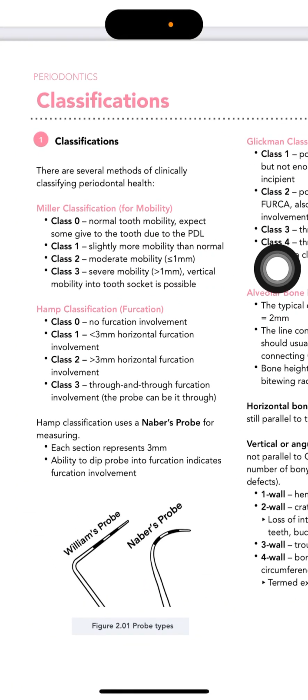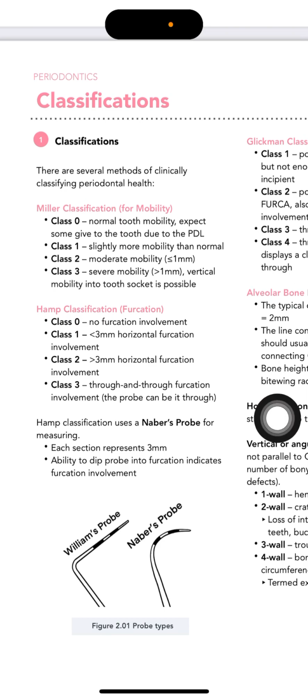Classifications. There are several methods of clinically classifying periodontal health. Miller classification for mobility. Class 0: normal tooth mobility. Expect some give to the tooth due to the PDL.